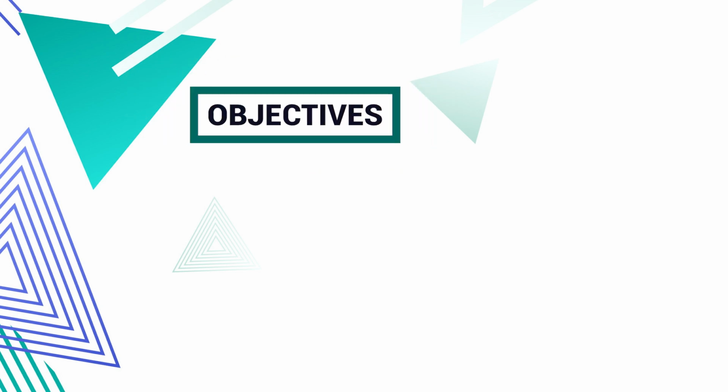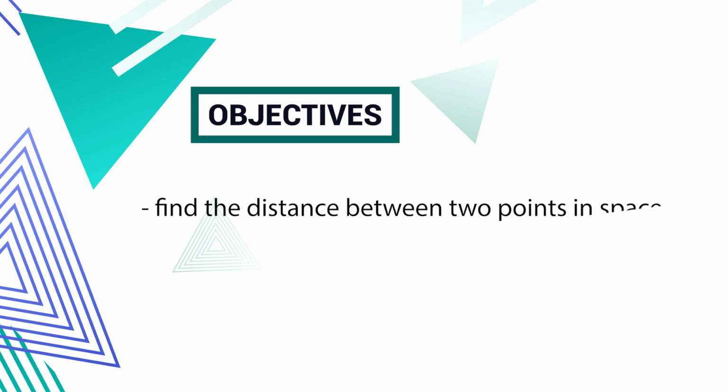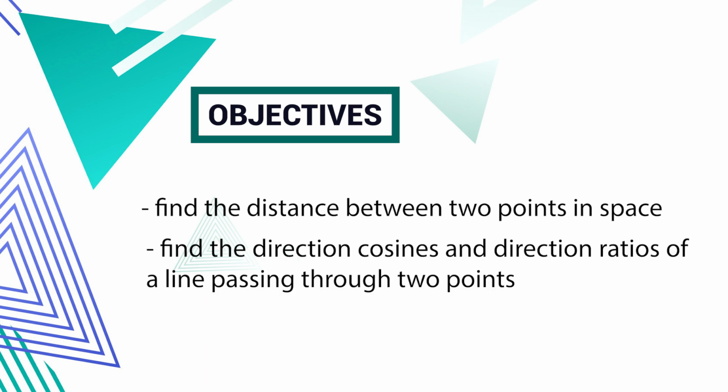So the objectives of today's session are that in this session you are going to understand how to determine the distance between the 2 points, and we are also going to understand the concept of direction cosines and direction ratios, which we already explored in vectors, and how to apply them in three-dimensional geometry when we are going to learn about the equations of the lines passing through 2 points.